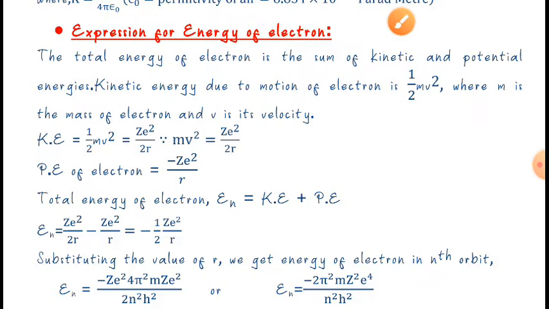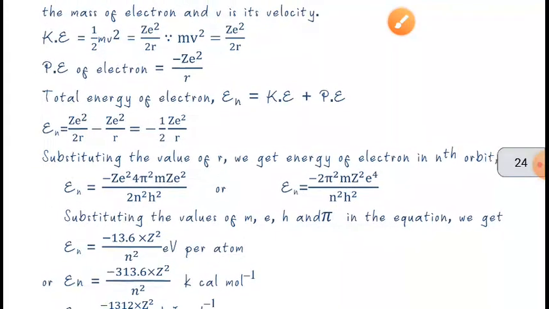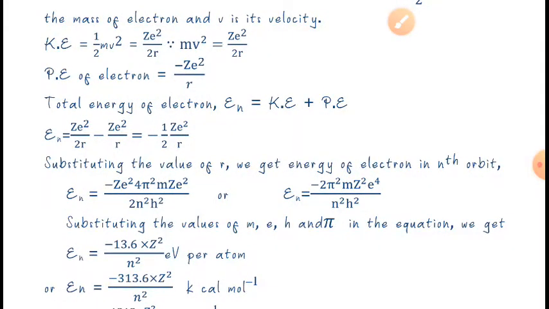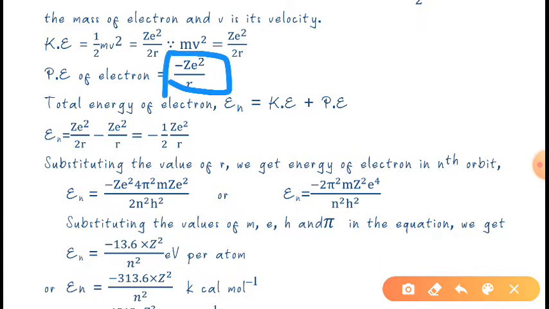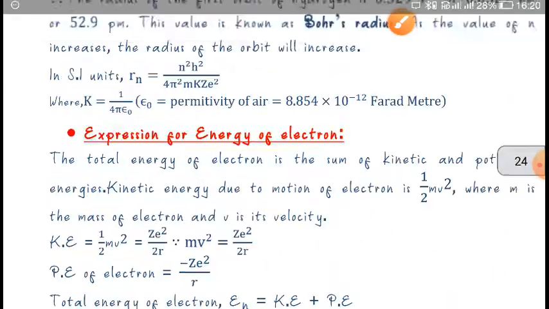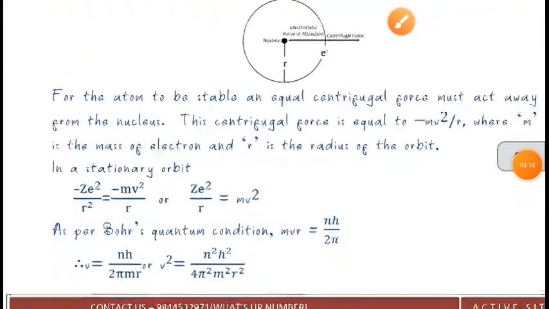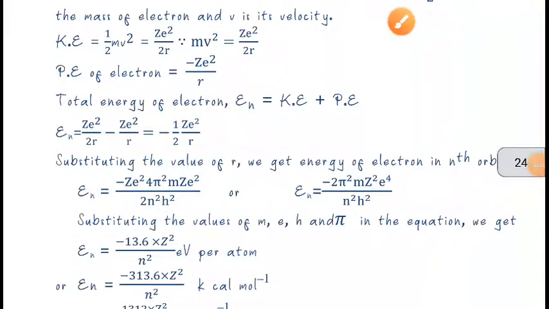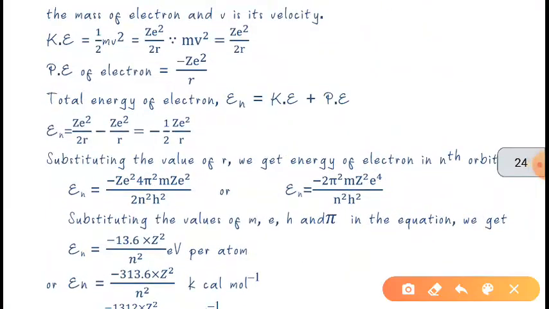Next, we know that potential energy is equal to the work done, which is equal to the integration of F dr, where F is the Coulombic force. In this way we can write: potential energy is equal to minus Ze square by r. So potential energy will be equal to minus Ze square by r.